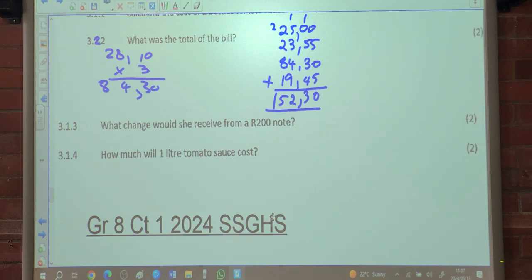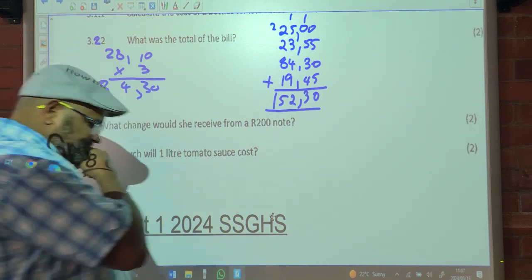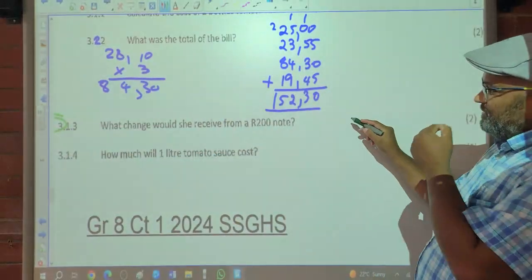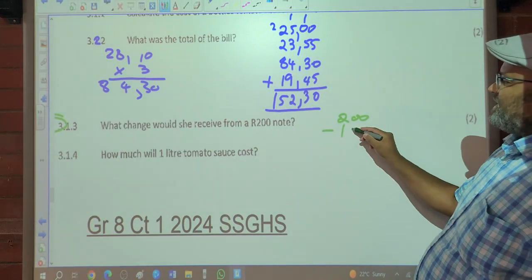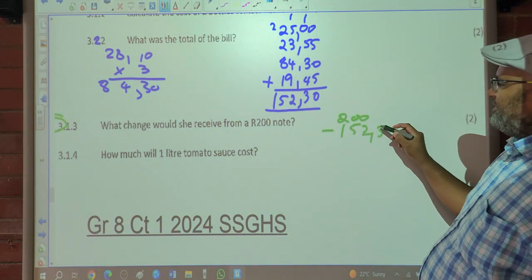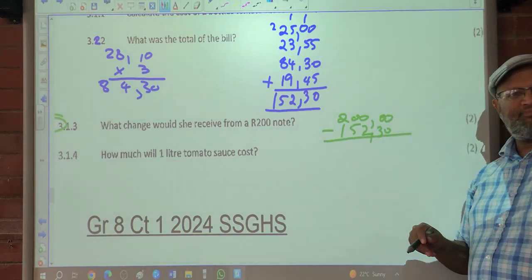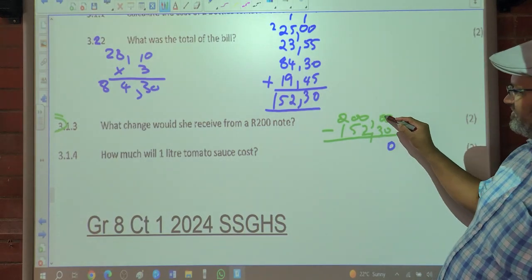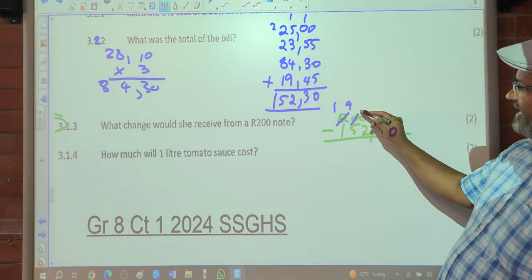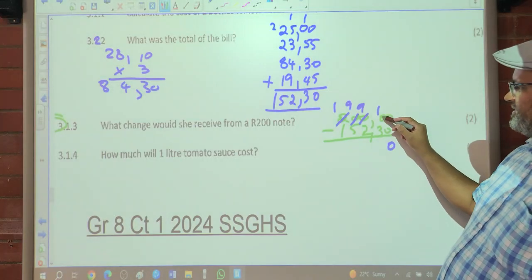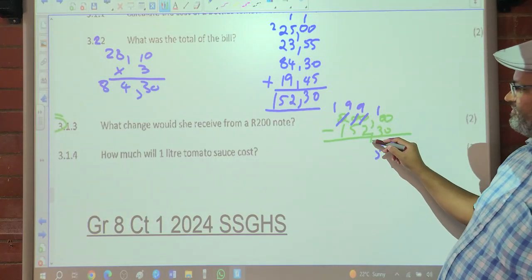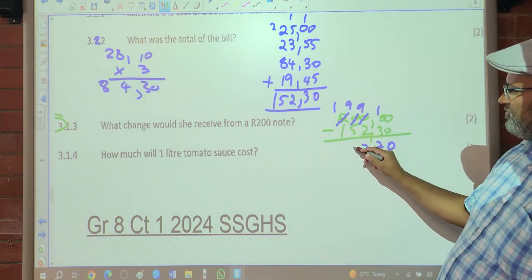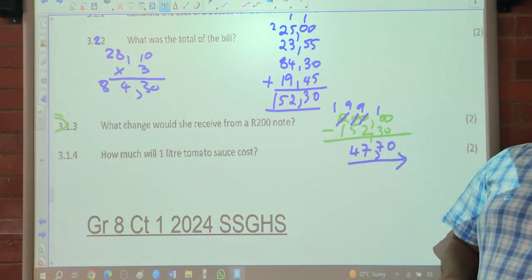People, what change should she receive from 200 rand? Of course, this question is going to be 200 rand minus 152 rand 30. So what I do is I just add up the zeros. So 0 minus 0 is 0. That can't. So I take 1, makes that 9, 9, 10. 10 minus 3 is 7. 9 minus 2 is 7. 9 minus 5 is 4. 47 rand and 70 cents.